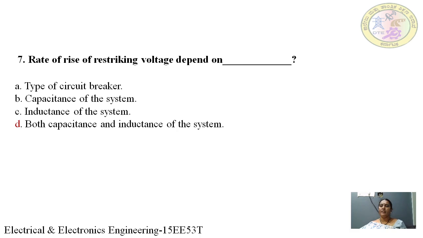Next, the rate of rise of restriking voltage depends upon what factors? Type of circuit breaker, capacitance of the system, inductance of the system, or both capacitance and inductance of the system. Here the correct answer is both the capacitance and the inductance of the system. These are the factors on which the rate of rise of restriking voltage depends.